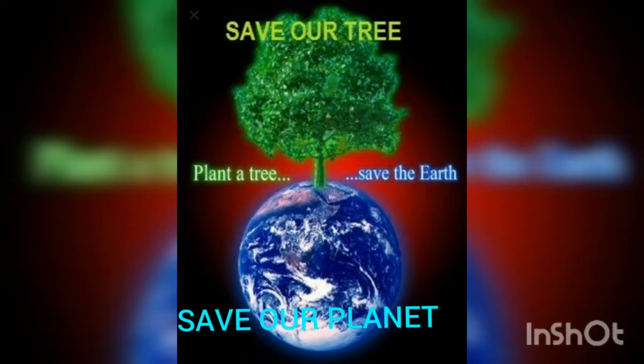Okay children, so save our trees. First, save our trees, then plant a tree. If we do like that, we save our earth. Earth is our planet. Here only all the living things live and survive. For that we need fresh air and a good environment. So we want to save our trees.